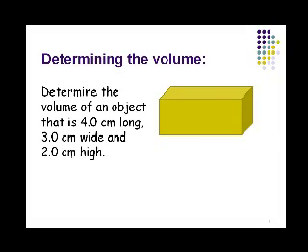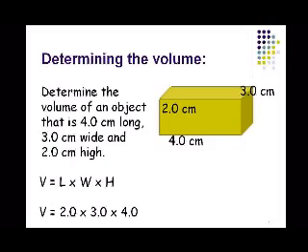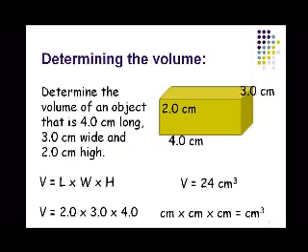If we were to determine the volume of an object that is 4 centimeters long, 3 centimeters wide, and 2 centimeters high, we could use the equation volume equals length times width times height. So subbing in our values, volume equals 2.0 times 3.0 times 4.0. And we would see that volume is equal to 24 cubic centimeters. How do we get that cubic centimeters? Well, we take centimeters times centimeters times centimeters. Since we multiplied centimeters together 3 times, we get centimeters cubed.